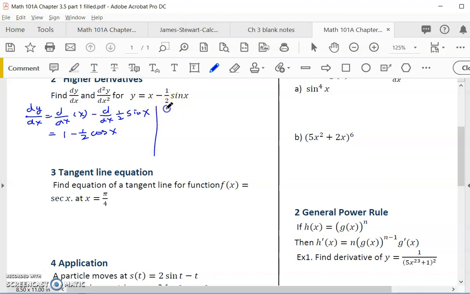What is d square y over dx square? It is the derivative of the first one, 1 minus 1 half cosine x, right? So we'll do the derivative of 1, which is 0. And we'll do the derivative of negative 1 half cosine x, which is negative 1 half times negative sine x. When you do a derivative of cosine, it's negative sine. So negative, negative becomes positive, positive 1 half sine x. And that is the second derivative.